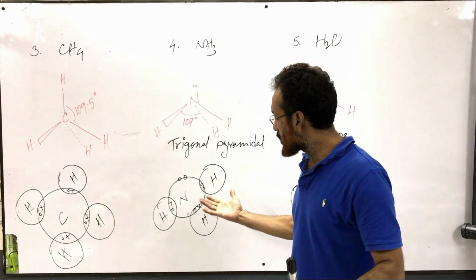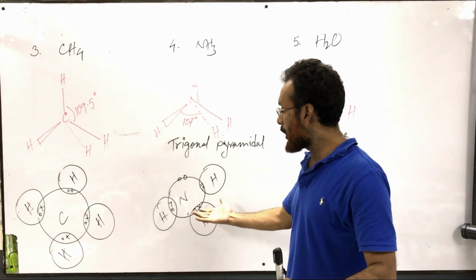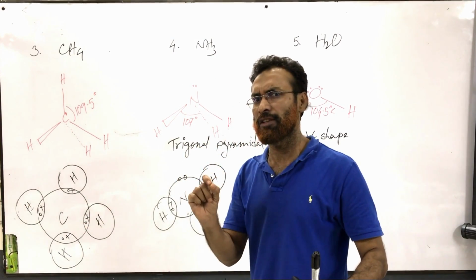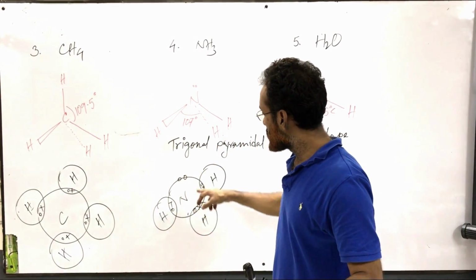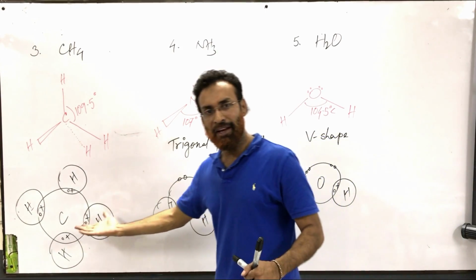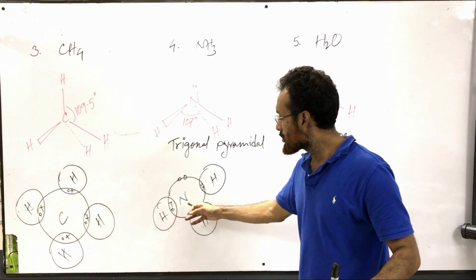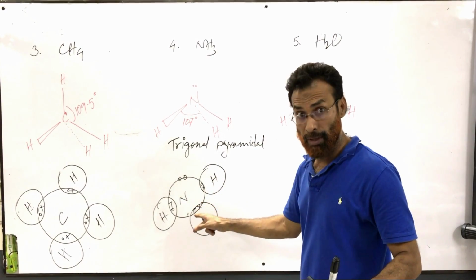And if we compare the dot and cross diagram of ammonia with the dot and cross diagram of methane, we get a very little difference, which is the lone pair of electrons. Here we get around the central atom 4 pairs of electrons. We also get around the nitrogen atom 4 pairs of electrons.